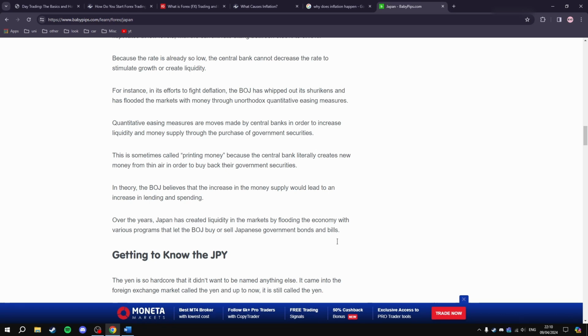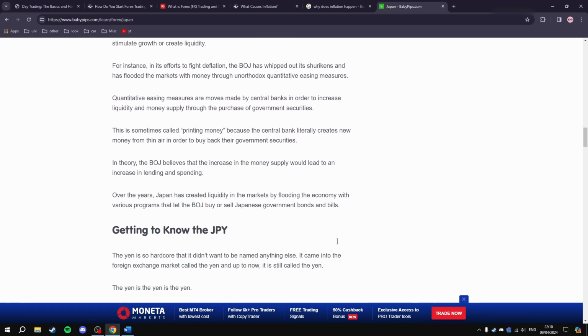Because the rate is already so low, the central bank cannot decrease the rate to stimulate growth or create liquidity. For instance, in its efforts to fight deflation, the Bank of Japan has whipped out its shurikens and has flooded the markets with money through unorthodox quantitative easing methods.